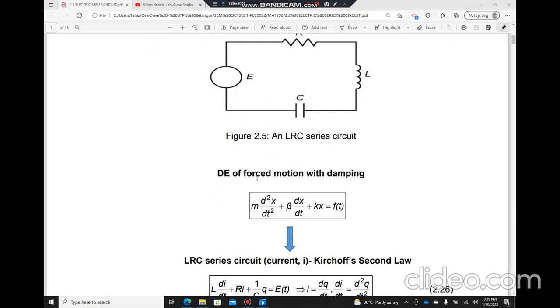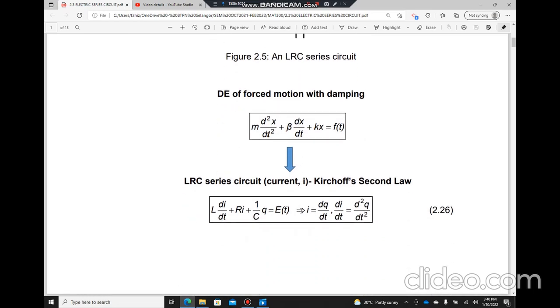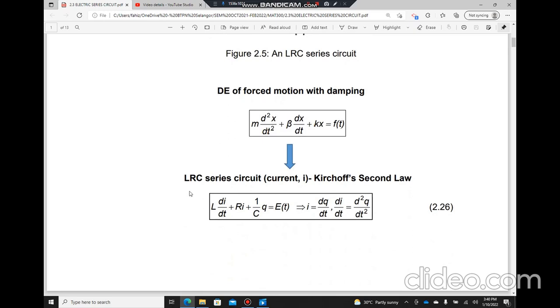So differential equation of force motion with damping. So sama juga kita dah tengok sebelum ni dalam spring mass, kita ada jumpa formula ni, yang mana M adalah mass, beta adalah damping force, and then K is spring constant. So kita still lagi apply formula ni untuk LRC circuit. LRC circuit, ataupun kita panggil dia sebagai Kirchhoff second law.